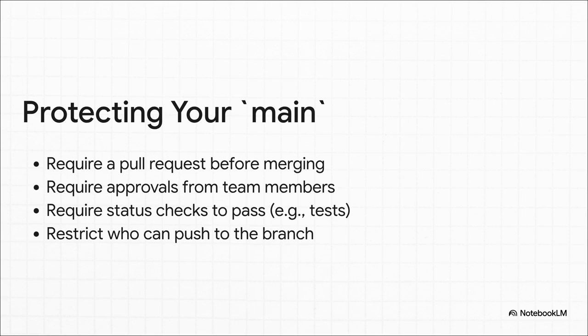You can enforce things like, hey, nobody can merge anything without a pull request, or you need at least 2 other people to approve this change. And my favorite, all the automated tests have to pass before you can even think about merging. It's all about building a safety net for your code.